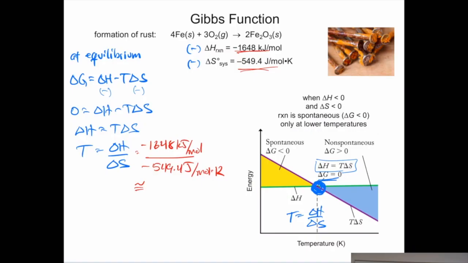Because look, the units don't all cancel out. Mole cancels with mole, and nothing cancels with Kelvin, so we're going to end up with Kelvin in the numerator, if you can see that. But joules does not cancel with kilojoules, so we need to do a conversion. It doesn't matter which way you go as long as you're consistent, so I'll just erase this, and I'll do the conversion in my head. We'll go to kilojoules, so this will be negative 0.5494 kilojoules per mole Kelvin. It's a classic mistake that students make. Don't be that student.